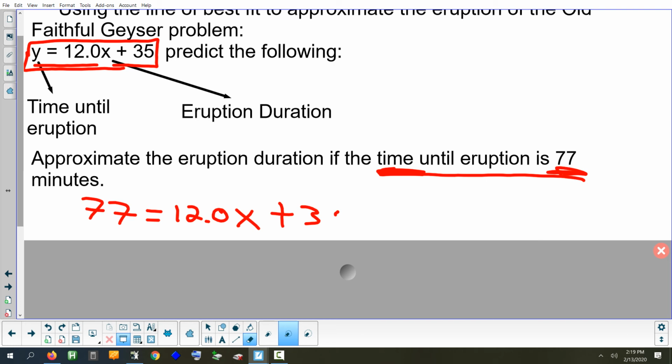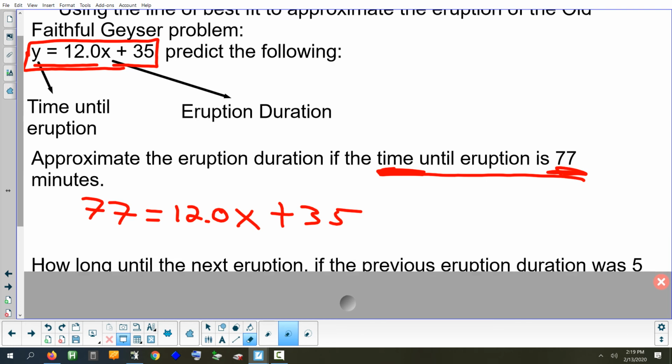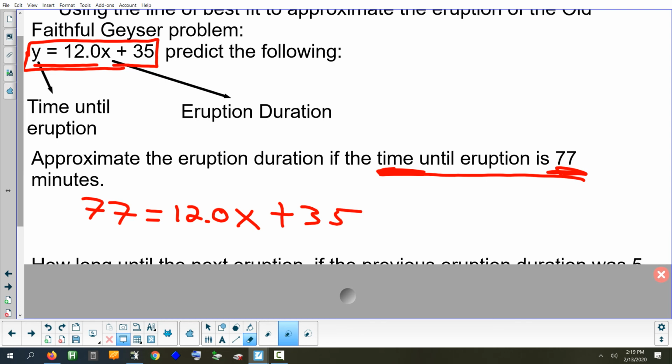12.0x plus 35. And this is a prediction. We're making a prediction that if Y is 77, we're going to solve for X. This isn't a guarantee of what happens. It's a prediction. The geyser, it's like something in the earth. It's unpredictable. There's kind of a pattern to it, but this formula might not be perfect. We're just making a prediction.